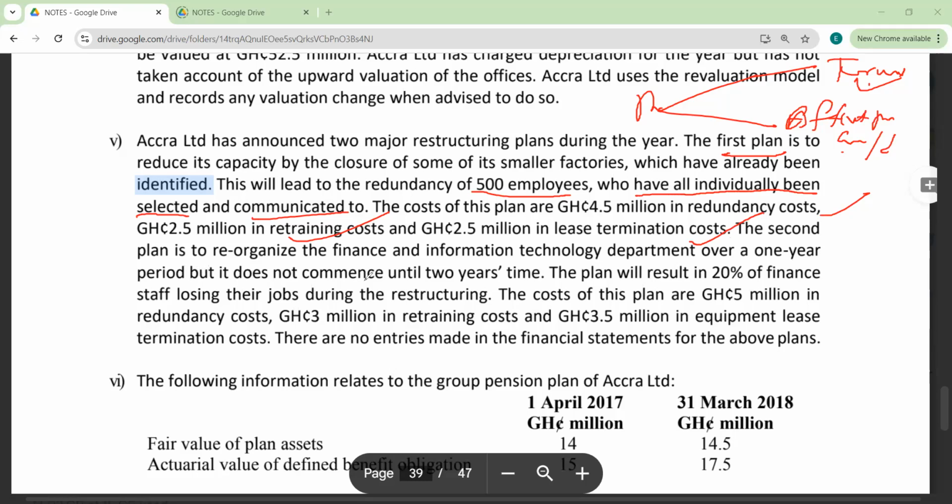The second plan is to reorganize the finance and information technology department over a 1 year period. Please, let's solve one after the other. So let's start and add the cost, the provision they should make in the account.